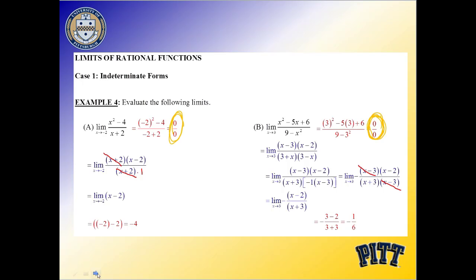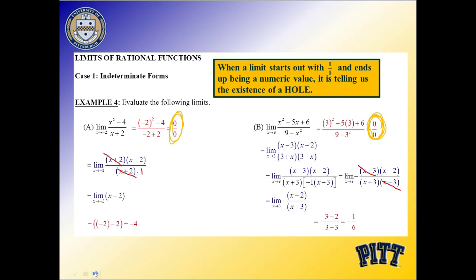Anytime that we do a limit of a function and I end up with an indeterminate form of 0 over 0 and through further work get a numeric answer, this tells us that we have the existence of a hole. So going back to what we talked about for rational functions before, remember we talked about a vertical asymptote versus a hole, and it was usually based on cancellation. Notice we still had cancellation here.